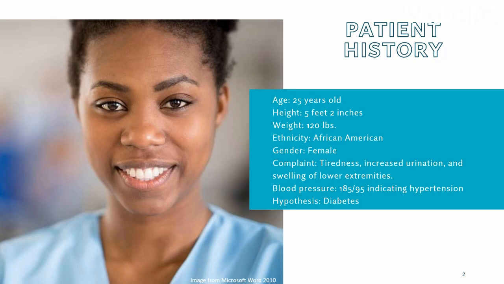After taking her blood pressure, her results showed 185/95, which is high and could indicate that she is suffering from hypertension. With the information presented, my hypothesis of her diagnosis is diabetes.